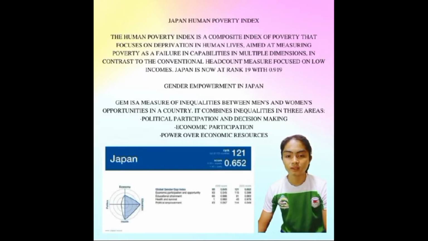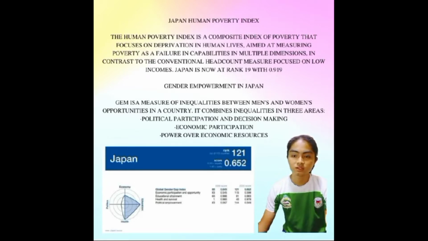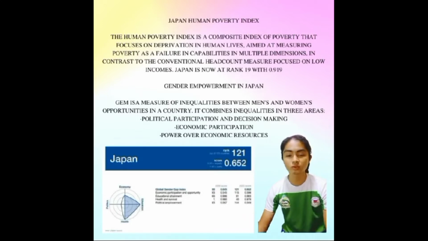Gender empowerment in Japan. What does gender empowerment measure? GEM is a measure of inequalities between men's and women's opportunities in a country. It combines inequalities in three areas: political participation and decision-making, economic participation, and power over economic resources.